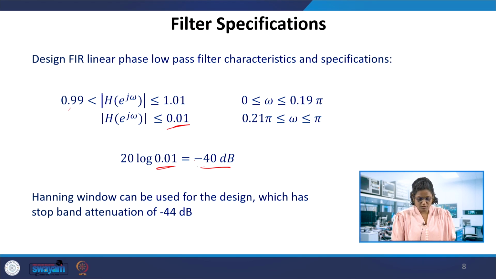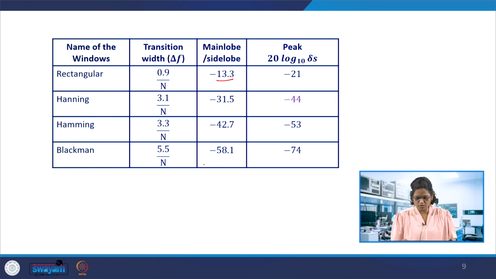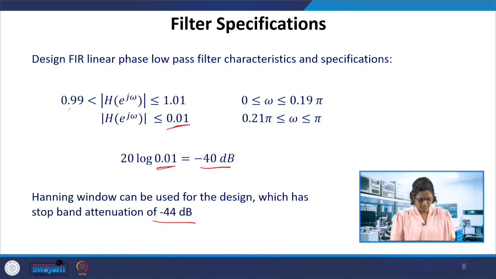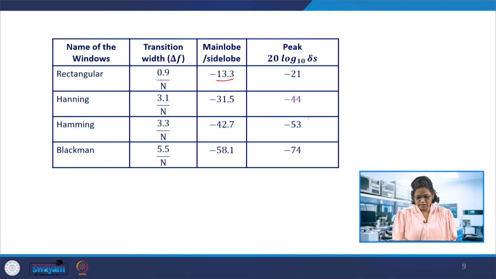If we consider this, 40 dB is required. So this can give minus 44 dB, so we can choose this Hann window. The Hanning window can give a stop band attenuation of at least 44 dB, which is more than minus 40 dB. So we can choose this, or further you can choose Hamming as well, which gives 53 dB.